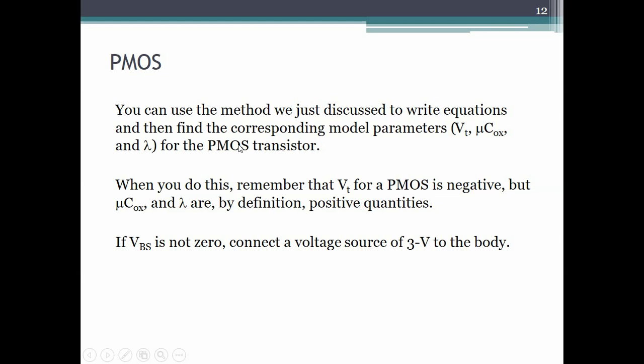But because all polarities are reversed in PMOS, it is a little more tricky to determine the circuit that you will use to find all these three parameters. And I am leaving it to you to figure out that circuit. You just have to think for 10 minutes about what you're going to vary and what you're going to keep constant, etc. I think you should be able to figure out what circuit you will use.